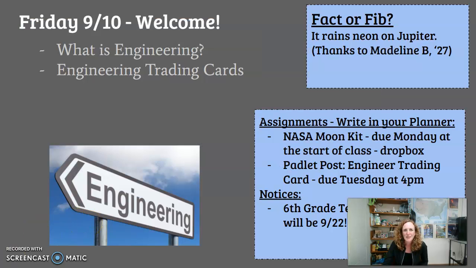This is what students see when they come into class every day. There'll be a really fun fact or fib. This one suggested by a student named Maddie. And she said, "It rains neon on Jupiter." So what we'll do is start out our class by talking about that and discussing it as a group. In fact, it does rain neon in Jupiter.